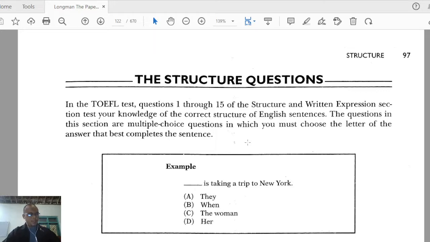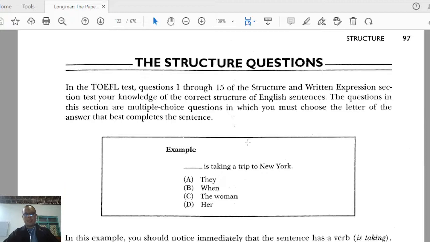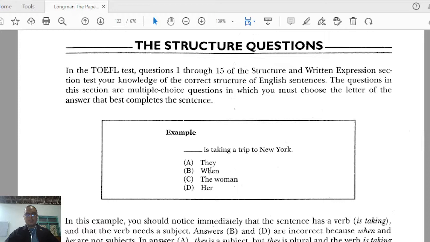So here we have an example, ya, ada pertanyaan, ada contohnya. "___ is taking a trip to New York." Jadi jawaban yang paling benar apa ini? Ada A, they, B, when, C, the woman, or D, her.